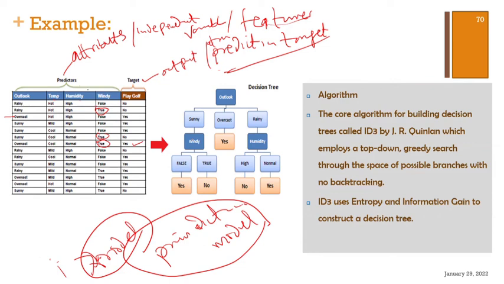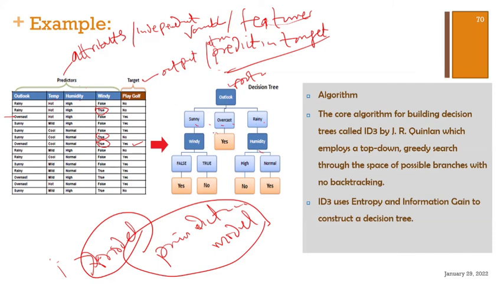Now, once we have the predictor, the attribute, and then the target, this is the decision tree we built for it. As an example, we started with outlook as our decision, the root node. This is the root node. So we have the 3 options here. So which one? We go here.